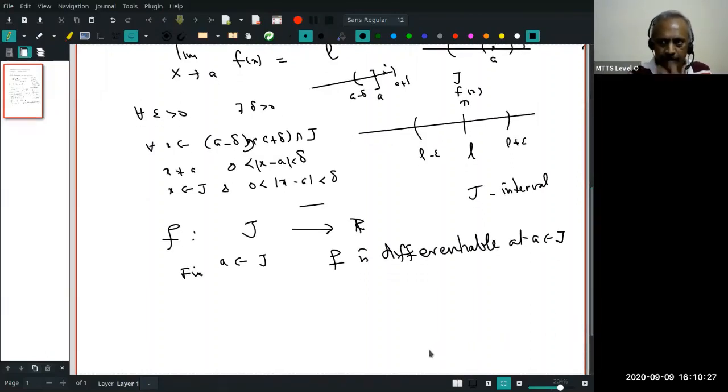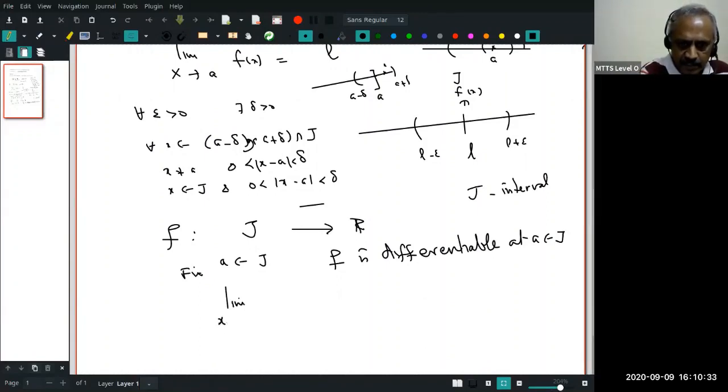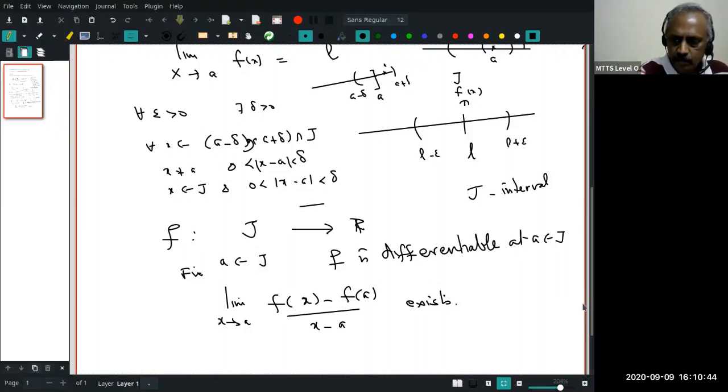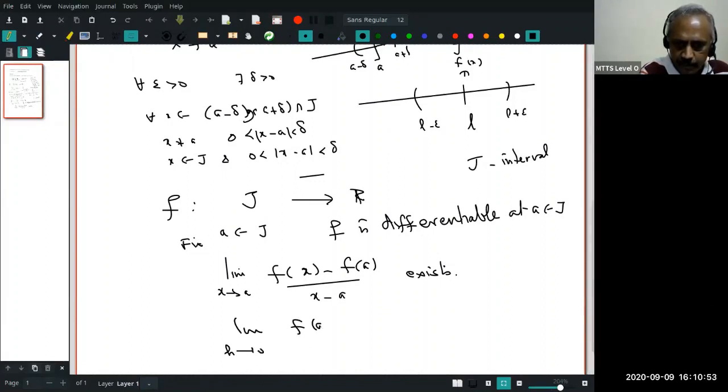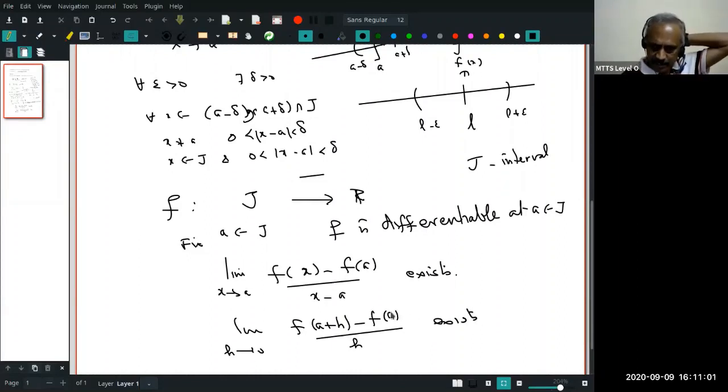All of you know the definition from your 12th standard. Let me write that. That says limit x tends to A of F(x) minus F(A) by x minus A exists. Most often you might have seen in place of x, limit h goes to 0 of F(A plus h) minus F(A) by h exists. But this is much better to use in modern mathematics: limit x tends to A of F(x) minus F(A) by x minus A exists. And if the limit exists, you denote it by f dash a.